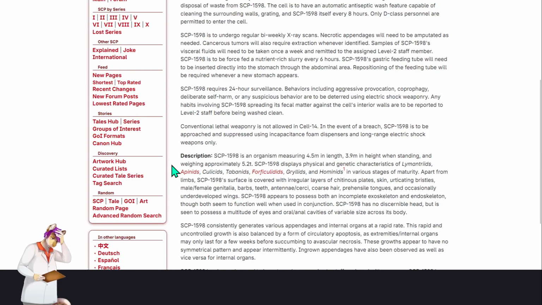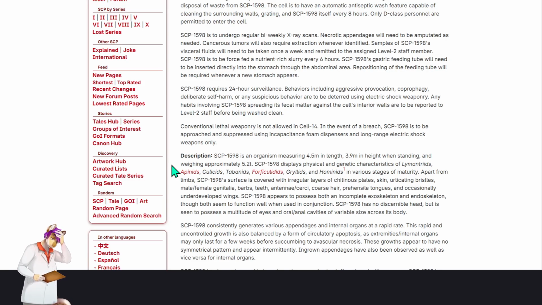1598 is to undergo regular bi-weekly X-ray scans. Necrotic appendages will need to be amputated as needed. Cancerous tumors will also require extraction whenever identified. Samples of the visceral fluids will need to be taken once a week and remitted to the assigned level 2 staff member. It is to be force fed a nutrient rich slurry every 6 hours.